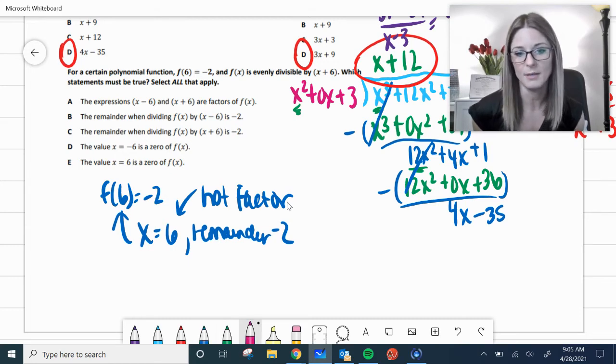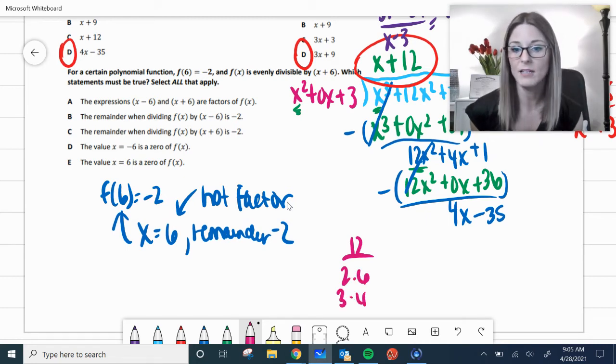Let me give you a baby example. 12 has factors like 2 and 6 and 3 and 4, right? Because if I divide 12 by any of those numbers, the remainder is going to be 0. If I divide 12 by 2, I get 6, remainder 0. If I divide 12 by 3, I get 4, remainder 0. What if I divide 12 by 5? I get a remainder, right? Because it's not a factor. So same concept here.